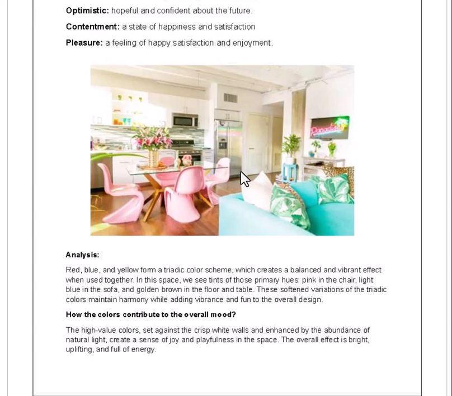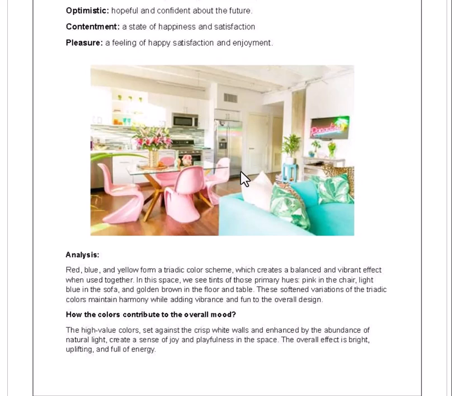So in the analysis, I said red, blue, and yellow are from the triadic color scheme, which creates a balanced and vibrant effect when used together. In this space, we see tints of those primary hues: pink in the chair, light blue in the sofa, and golden brown in the floors and on the table. These softened variations of the triadic colors maintain harmony while adding vibrance and fun to the overall design. So that's my analysis. I'm using as much information from the lecture as I can squeeze in there that helps me describe my image.